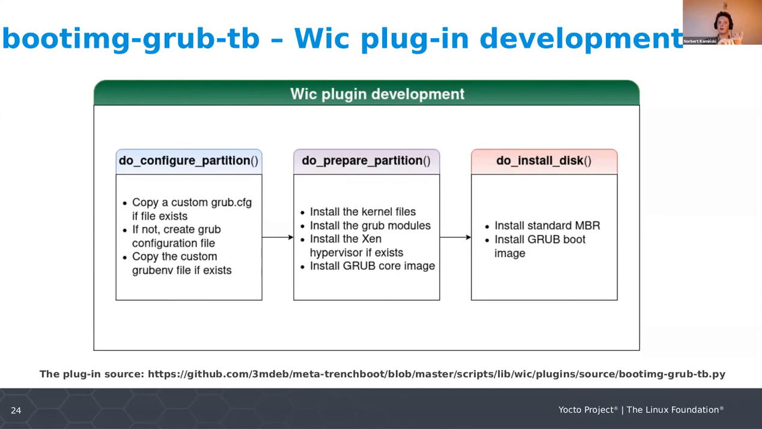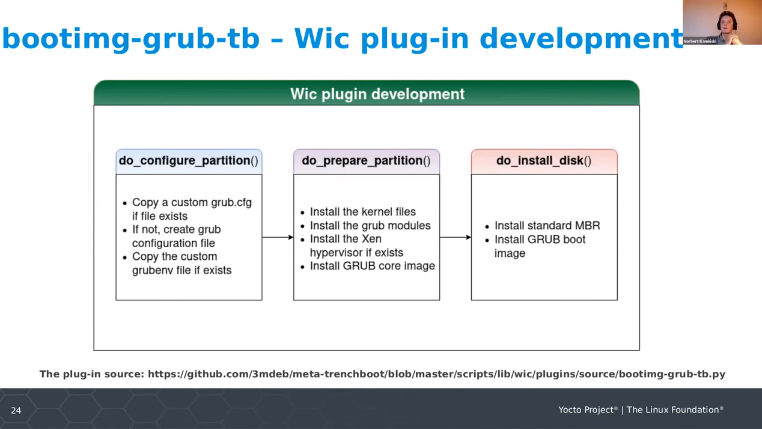So if we have a hypervisor there, it will create the multiboot command line. If we do not have the Xen hypervisor, it will be just a standard command line of GRUB. Okay, so next is copying the custom GRUB environment file that contains the environment variables that may be used to provide the update for our platform.